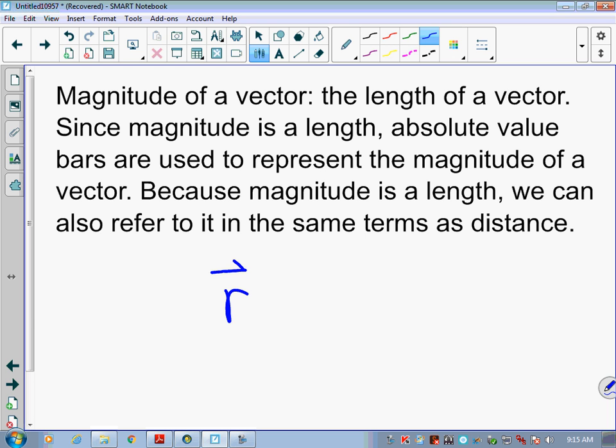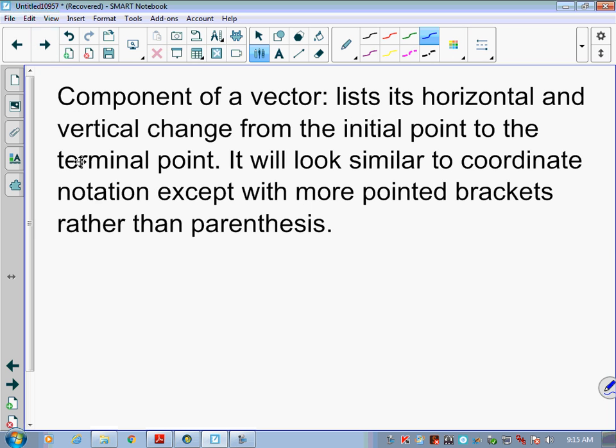All right, let's continue on and look at some more definitions. The component of a vector. Let's see, Jesus, can you tell me what the component of a vector is? There's a horizontal and vertical change from the initial point to the second point. Okay, it will look similar to coordinate notation except with pointed brackets rather than parentheses. So it's going to look like this, except x isn't a point and y is not a point, but x is the direction left to right and y is the direction up or down and how far.